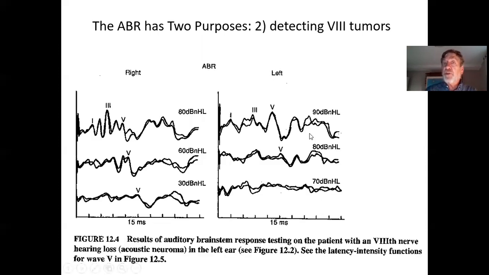But another reason for doing ABR is to detect 8th nerve tumors. So this person might have had a left 8th nerve tumor. Look at the ABR in the right ear. 80, nice waves. 60, nice waves, a little bit delayed. 30, you can still see a peak 5. Look at the left ear. And the left ear didn't even have to have much hearing loss. Maybe the left ear only had like a 20 decibel hearing loss due to the tumor.